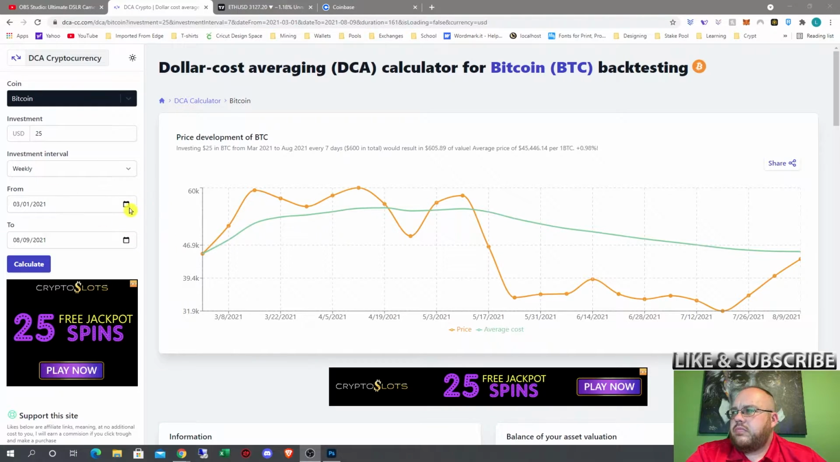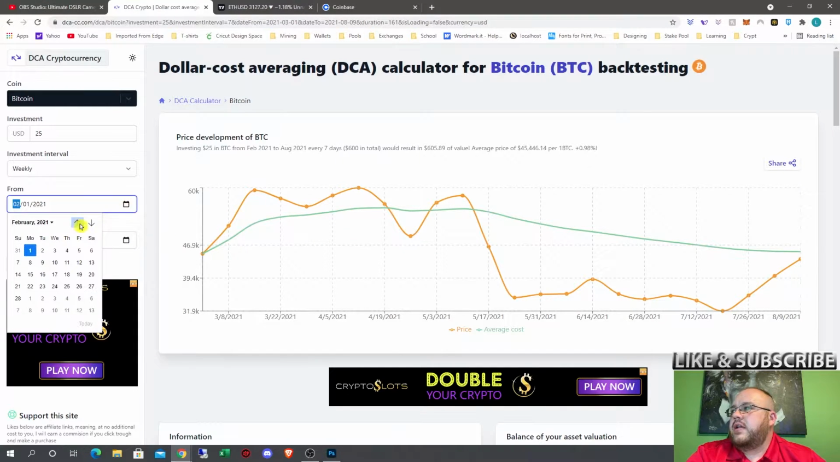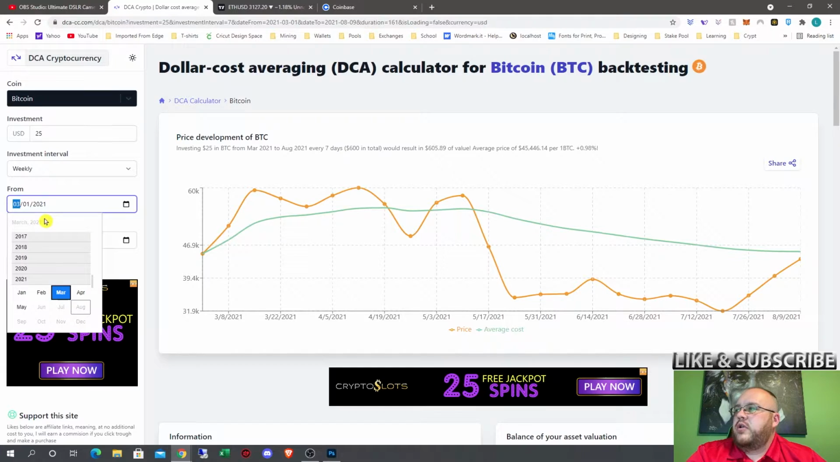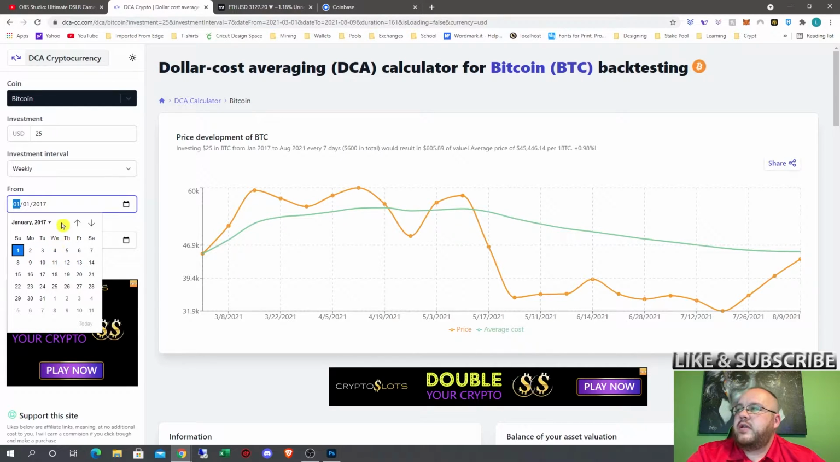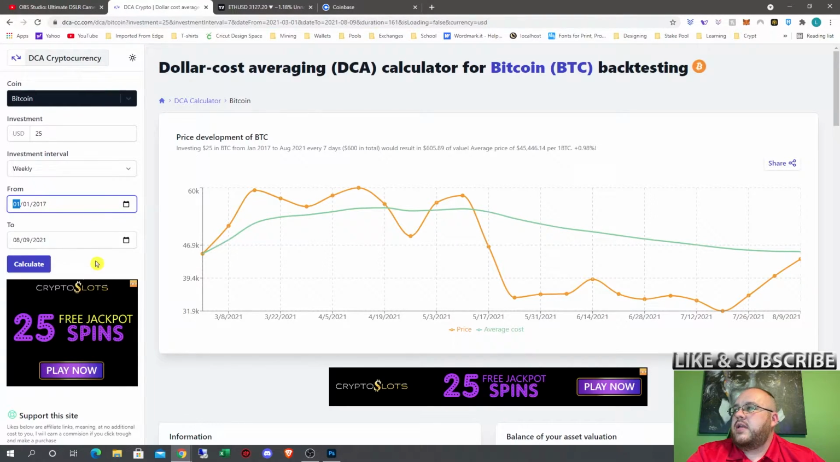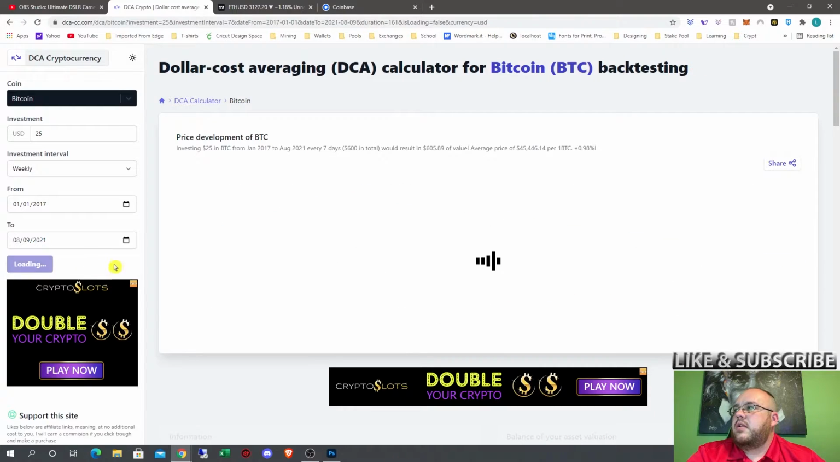And you can use this calendar. Let's say you want to do it long term, and you started back in 2017, the first of 2017, till today. You did 25 a week.